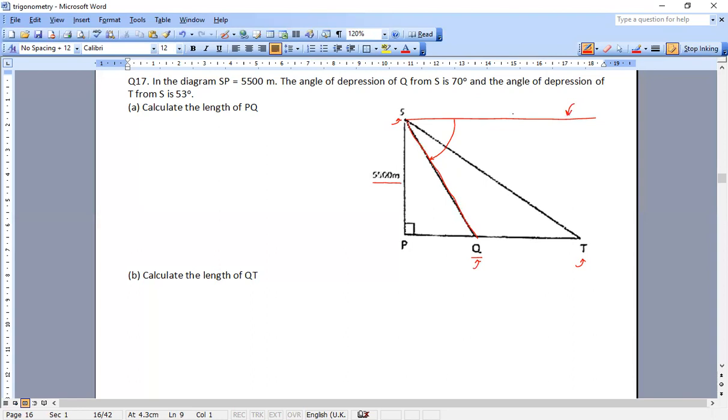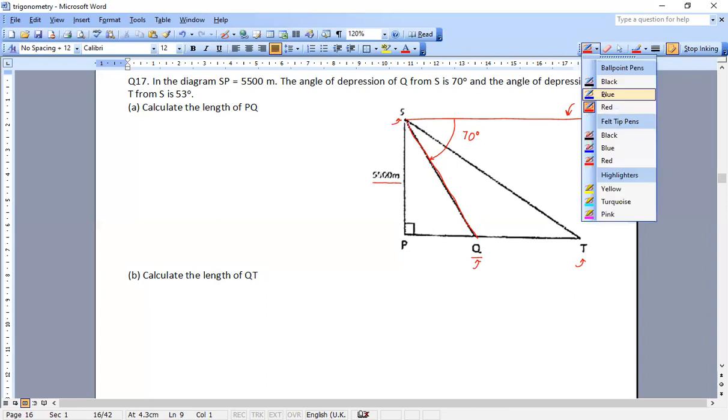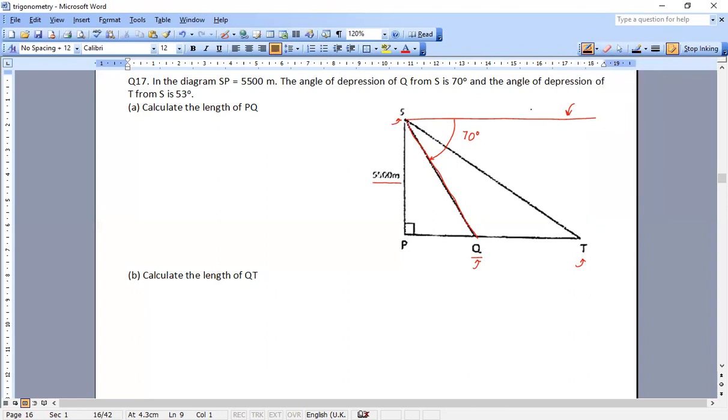This is the angle of depression. So how much is this angle? This angle is 70 degrees. And then in the next part, the angle of depression of T from S. So where is T? Here we have T over here, and the angle of depression of T from S. Again, from S means we'll start from the horizontal line and measure the angle up to another line that is going towards T. So this angle over here is 53.